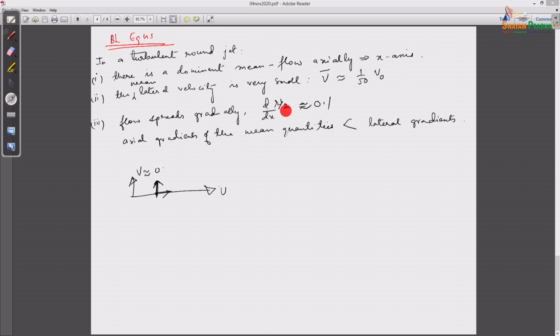Also the flow spreads gradually, and typically along x, the rate of change of jet half width is 0.1. Which essentially means that the gradients of the mean quantities along the axis are much smaller compared to the lateral gradients. This is kind of similar to the boundary layer. These are the bases, the basic structure on which we lay down boundary layers as well.